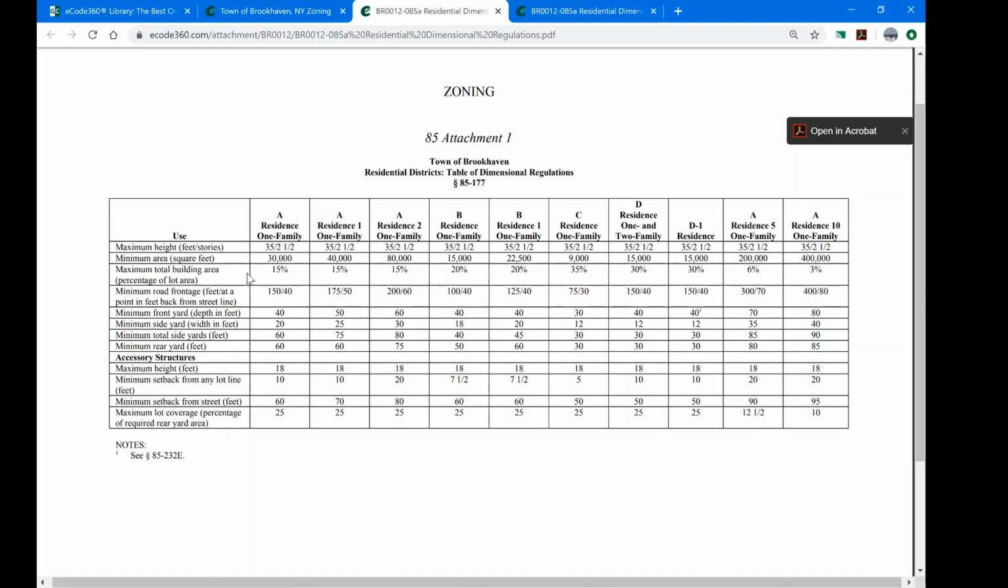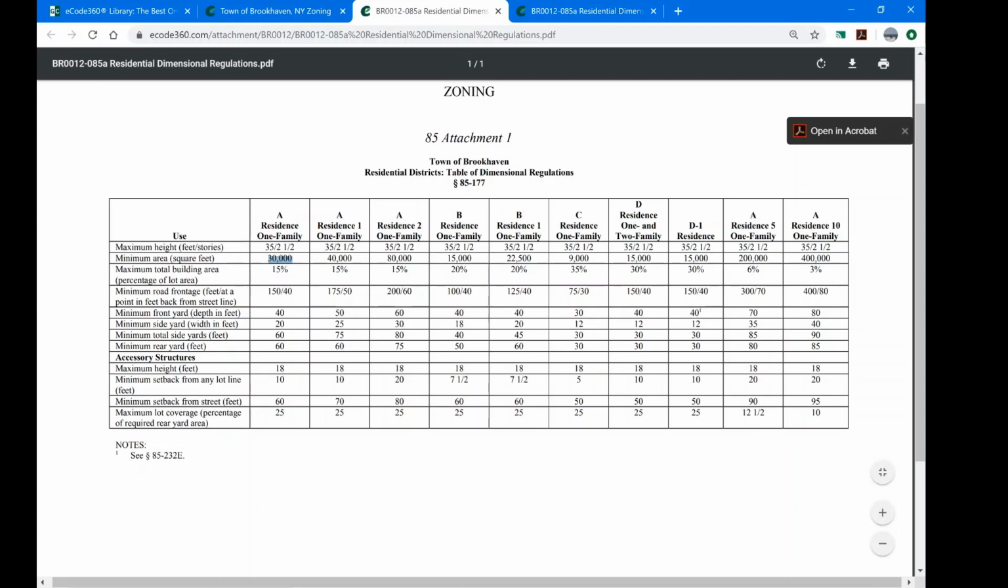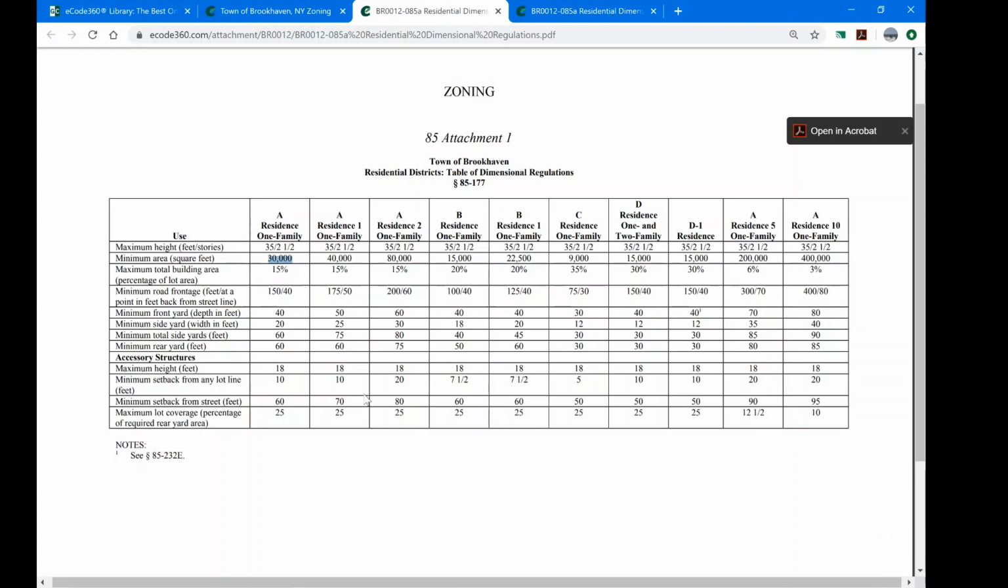The minimum area, okay, this is lot area, not the size of the building. For an A residence, 1 family, the minimum lot size is 30,000 square feet. That is what we consider to be 3/4 of an acre. An acre is 43,560 square feet, and if you round it down to 40,000, we call that a builder's acre. We do that because you can do the math in your head quickly. It's not a true acre, it's a builder's acre. 30,000 is 3/4 of a builder's acre. So that's the minimum lot area.